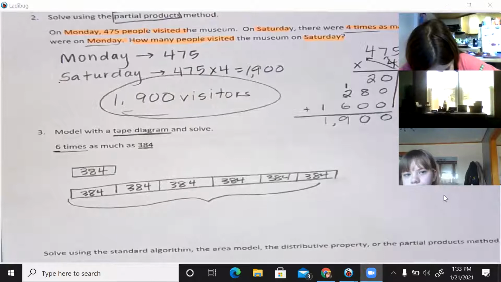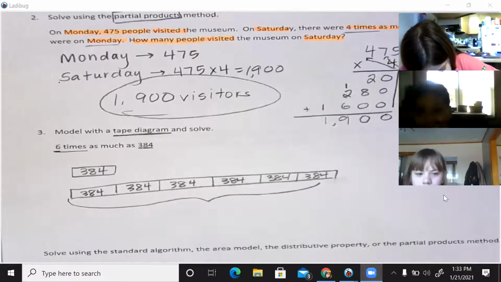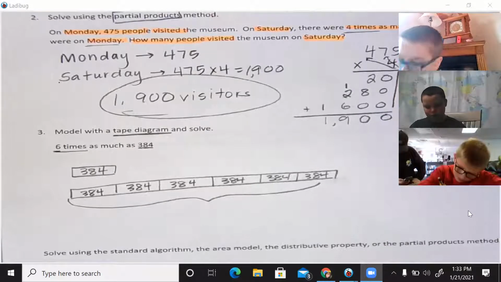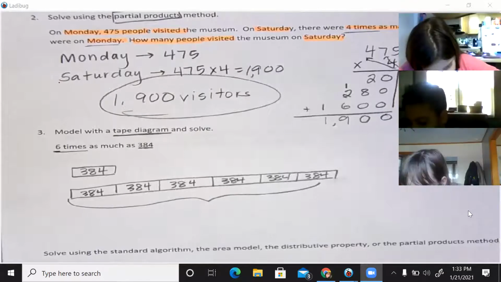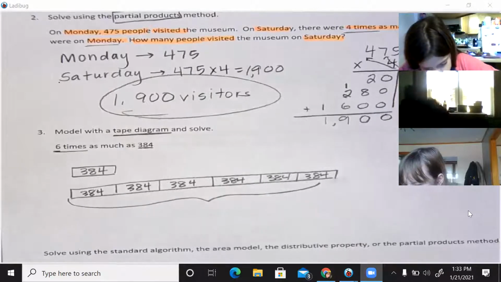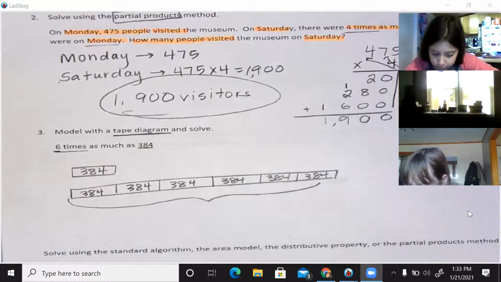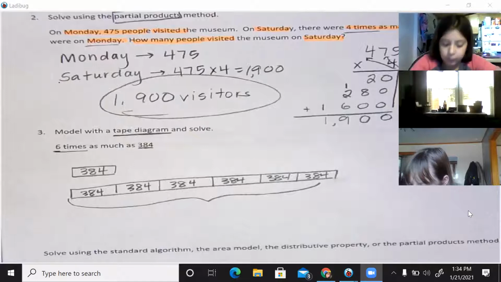Nina, what would I do to find the total? I'll give you guys a minute to draw. I know that's a big drawing. If you are not Nina, please make sure you mute yourself. And Nina, whenever you're ready, you can go ahead and unmute yourself.